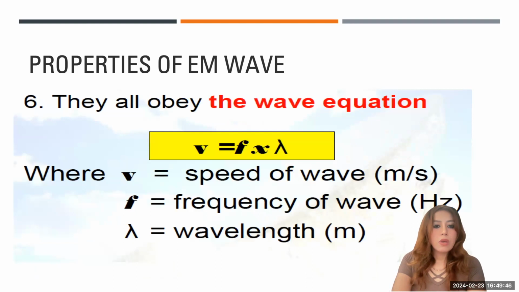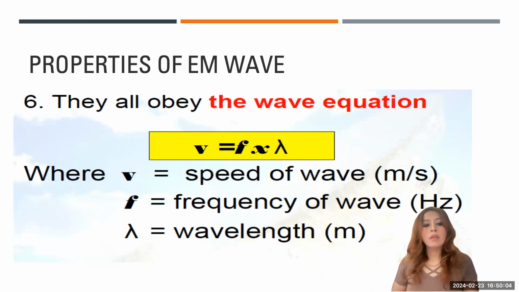Yes, they all obey the wave equation. Here, lambda is wavelength, the length of one complete wave. Frequency of the wave, in hertz, is the number of waves that pass a point during a certain time period. And then amplitude is the distance from the origin to the trough. And the formula is: speed of electromagnetic wave is equal to frequency times wavelength.